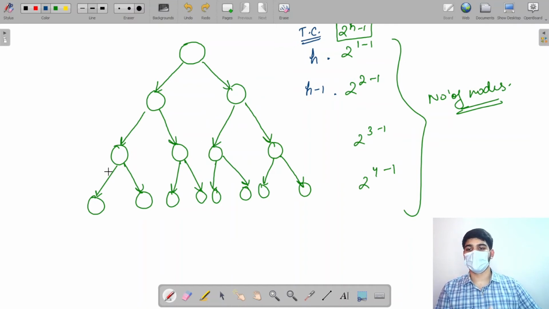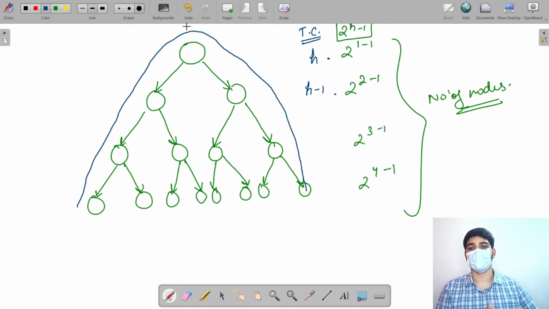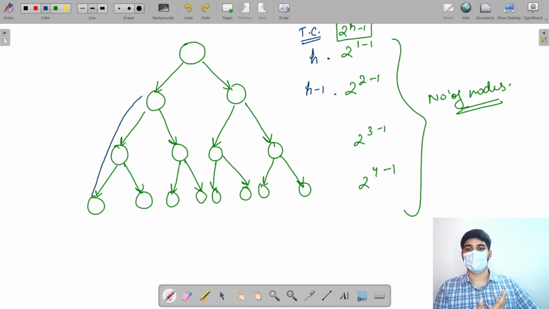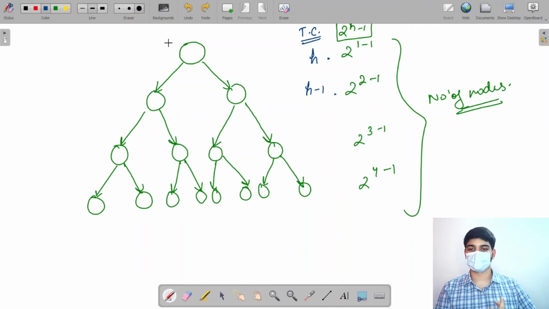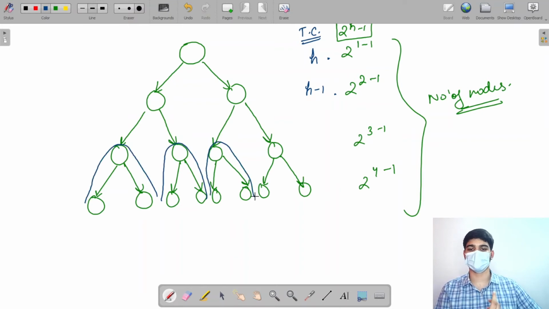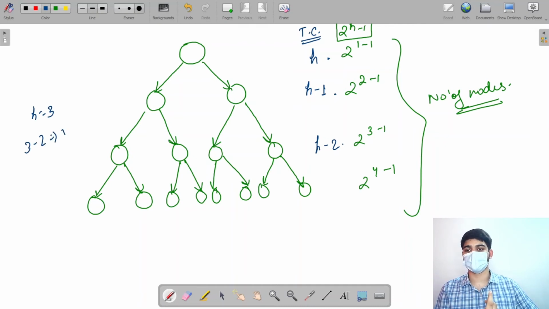So again, my root is working for the entire tree, right? So the time complexity is the height of the entire tree. Then my nodes at the first level are working for h minus 1, right? Then the nodes of the second last level are working for how many? These are working for h minus 2, right? So if you think about it, h is equal to 3, then 3 minus 2 is nothing but 1, right? So they are working for 1 level, right?